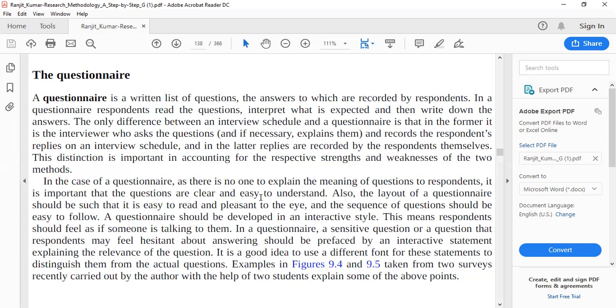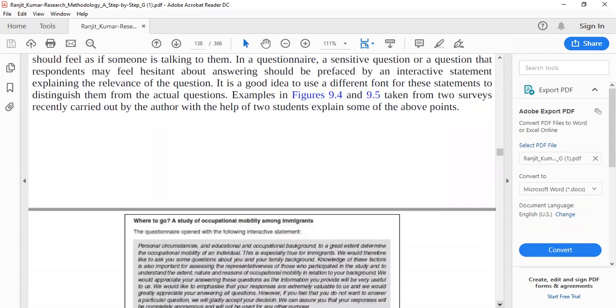Otherwise, the answers that you're going to get are going to be incomplete, or maybe incorrect, because the person might have misunderstood the point which is written over there. You can also add statements in the questionnaire, as well as questions. So there are different ways of making a questionnaire. Okay.